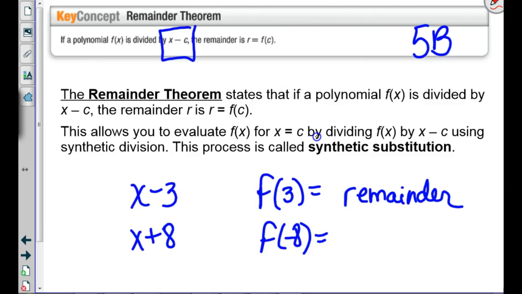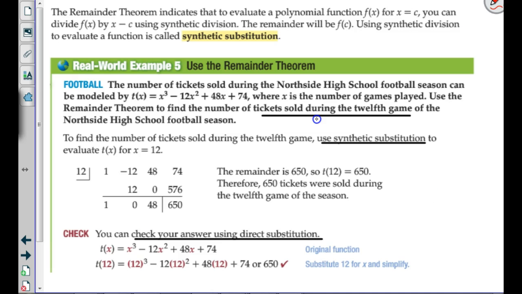The book suggests that this is a good use for that. They say if this was the polynomial function that predicted the number of tickets sold during a game at a high school football season where x is the number of games played.